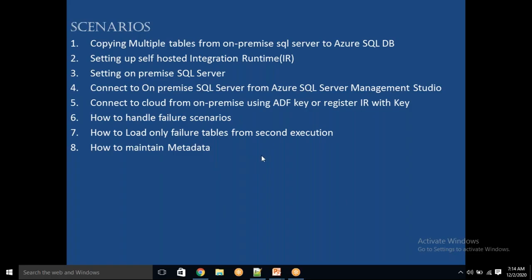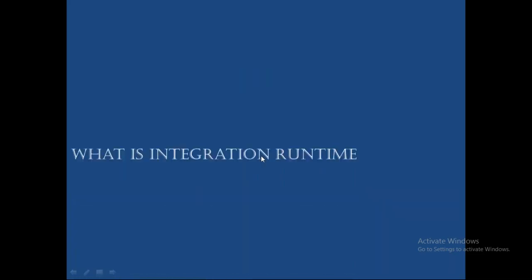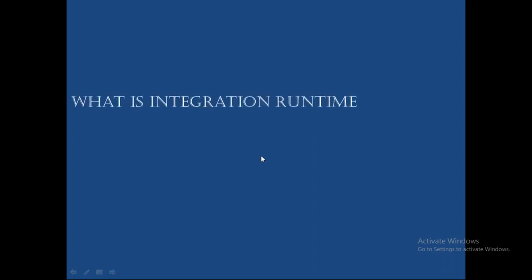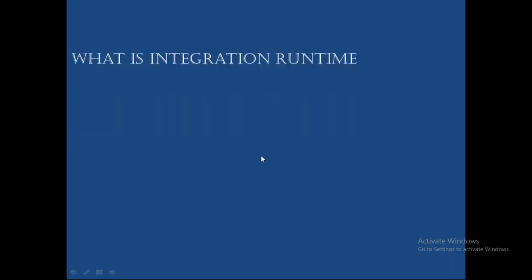Okay, fine. Now we'll see what is integration runtime. Yesterday we discussed that the integration runtime is the compute infrastructure used by Azure Data Factory to provide data integration capabilities across different network environments. What are the different network environments we have? Private network, public network, that is nothing but on-premise and cloud. All these are different networks. So you need to connect to the different networks, and for that we need some compute infrastructure. We are going to use this compute infrastructure.